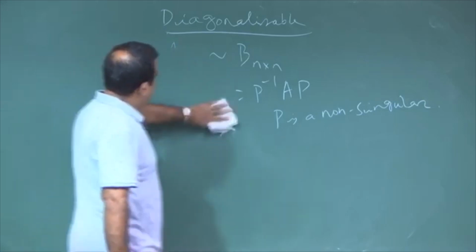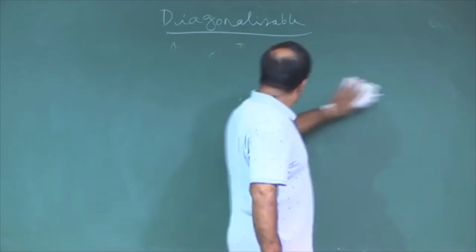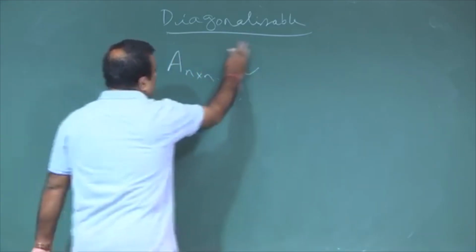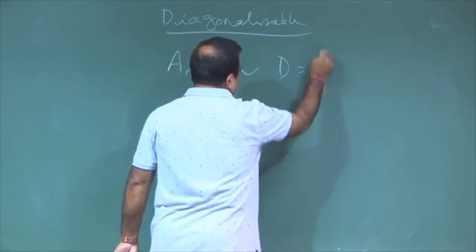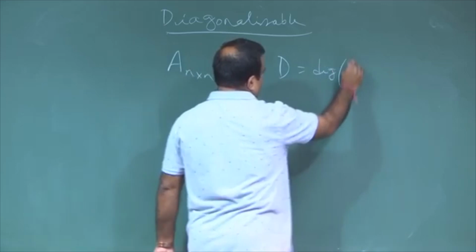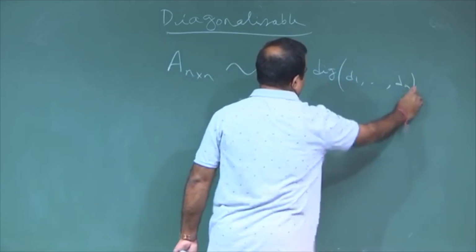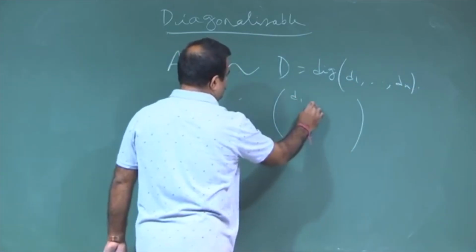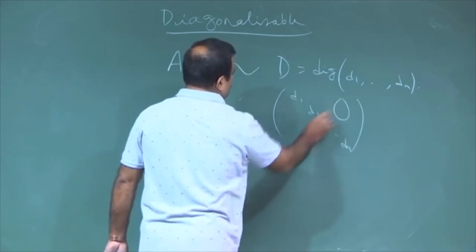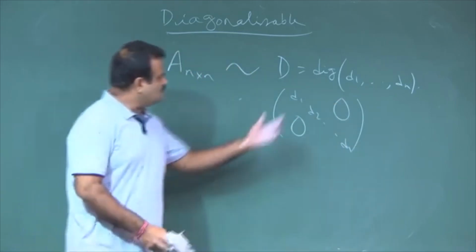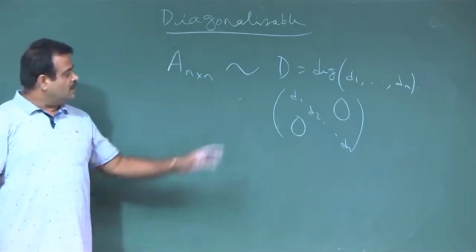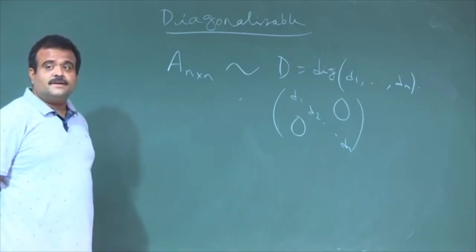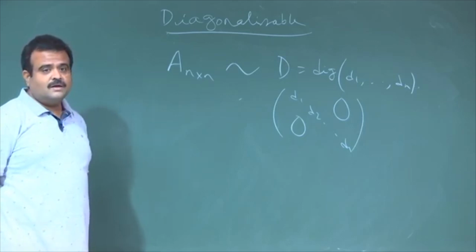Now we define the diagonalizability of a matrix. A matrix is diagonalizable if it is similar to a diagonal matrix D, where the diagonal entries are, say, D1, D2, Dn. That means D is this matrix with D1, D2, all diagonal elements there, and off-diagonal elements must be 0. Some of the Di's may be 0, and they come from the field. So if A is similar to a diagonal matrix, then A is said to be diagonalizable.